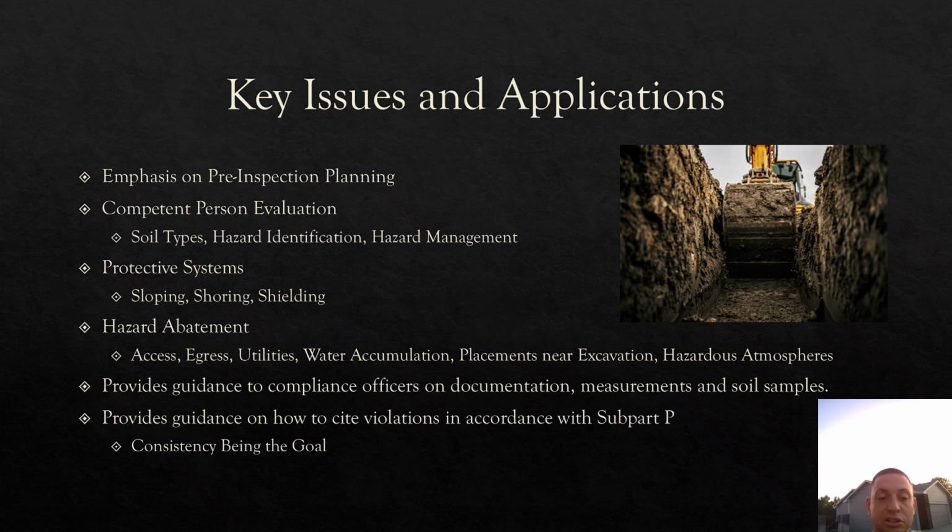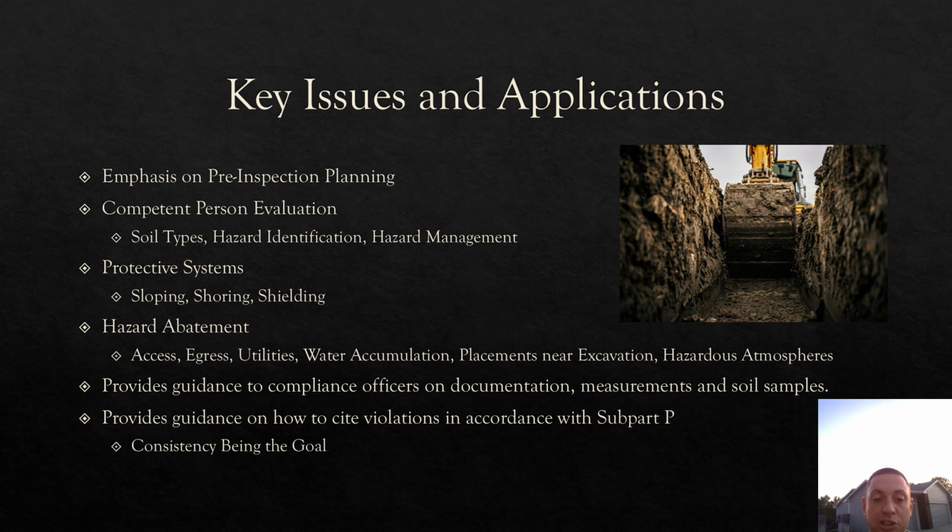Protective systems, it goes into the different types of protective systems and their applicability. It talks about sloping, shoring, and shielding, each of which has its own purpose. Hazard abatement, access and egress. When you look at access and egress, think about safe entrance and exit from the trench. Is there something in place for the personnel who enter and exit the trench to work? Is there something there for them to safely get in and out? This may vary by the depth of a trench, and it all really comes down to the compliance officer's determination based in consideration with any applicable regulation.